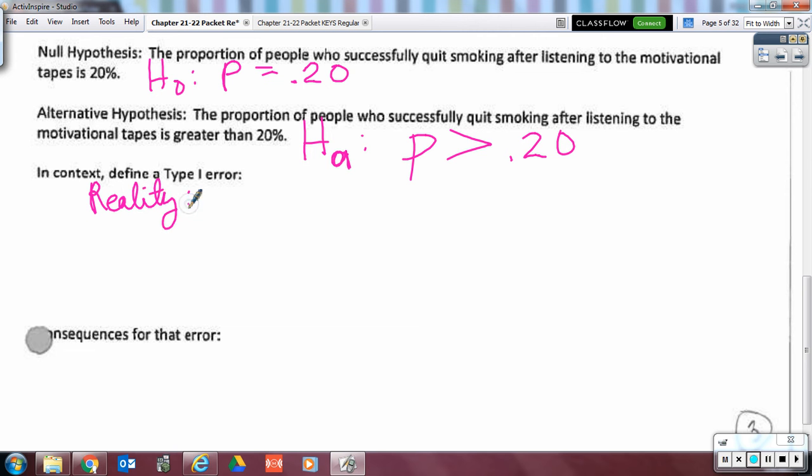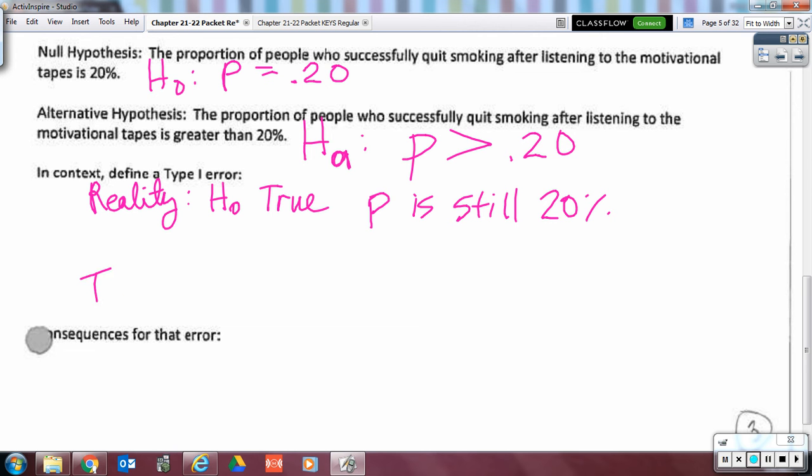The reality is H0 is true. What does that mean if H0 is true? So P is still 20%. Are the motivational tapes helping? No. Just in general, it's 20% before the motivational tapes. We're going to see if the motivational tapes increase people quitting. The reality is the null hypothesis is true. The motivational tapes are not increasing.